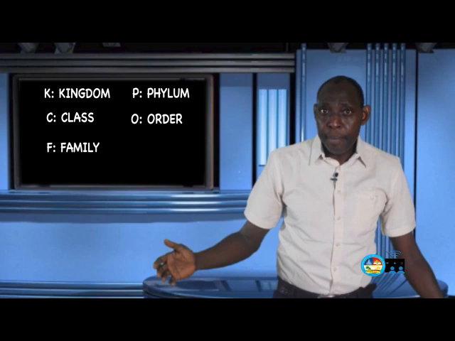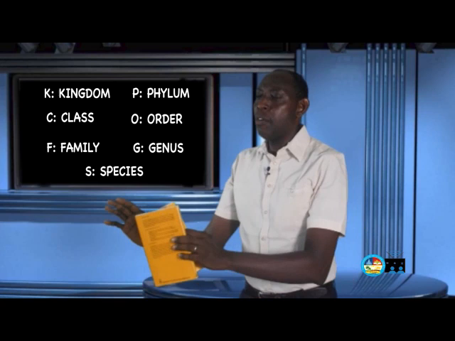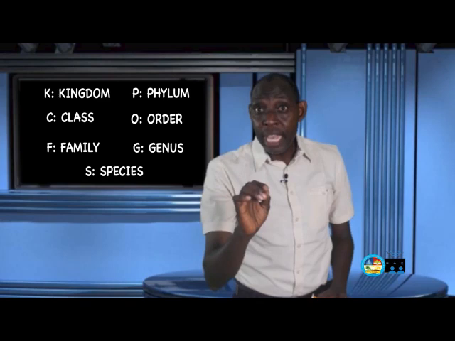KPCOFGS: Kingdom, phylum, class, order, family, genus, and species. So they can ask you, what is the family of this species? What is the genus of this species? What is the phylum? A good biology student should know that. That was what you did in the first year of your senior certificate course. So remember, you should be able to tell them not only identification, but also classification.